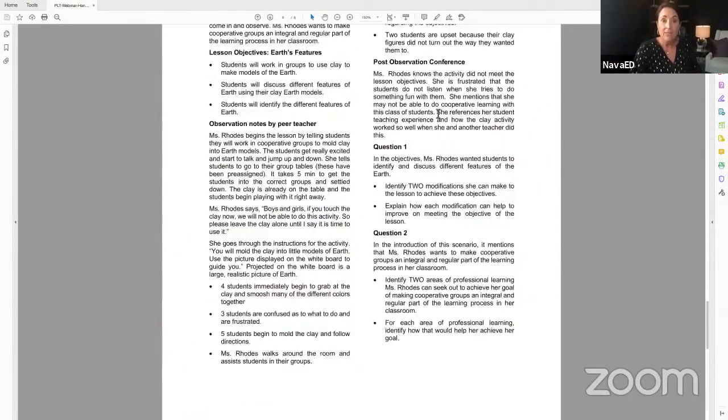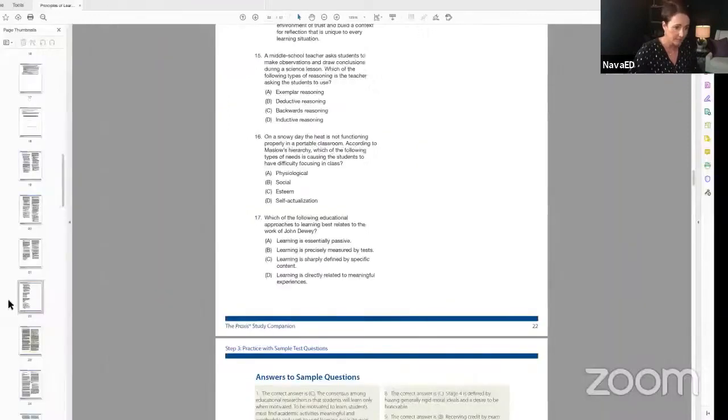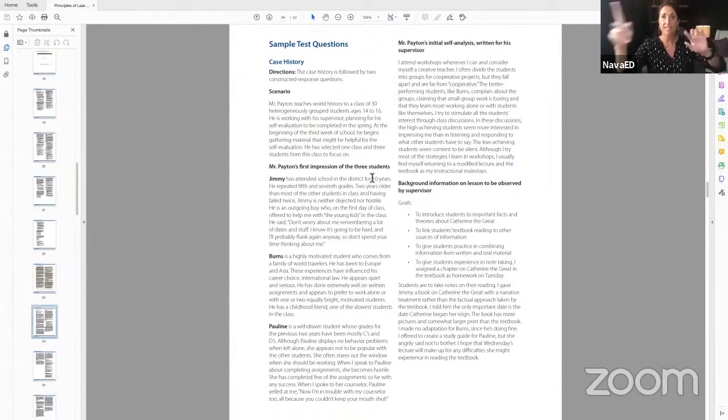Now, remember, they have sample constructed responses in the study companion, and they will help you with all of them. So if you're doing high school, middle school, elementary or pre-K, do all the constructed responses in all 4 documents. And again, I'm going to link them up for you. So don't worry, you'll be able to find them. But this is right here.